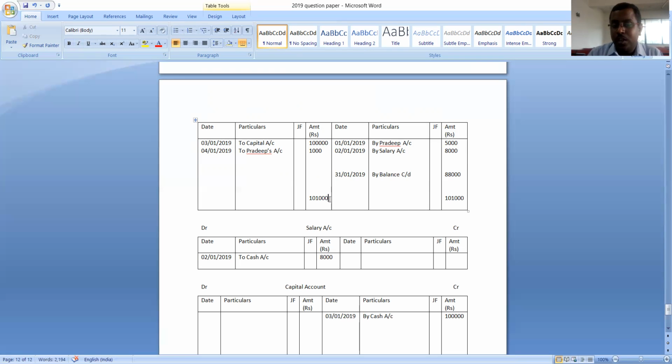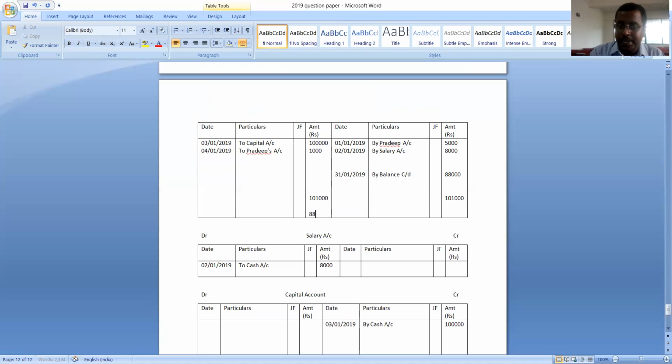So what is the fourth step? The fourth step is to write the same balancing figure on the opposite side of the account below the total. Understood? Okay. So which balance is this now? Actually, this is the opening balance for next month. So what is the opening date of next month? It is 1st February 2019.